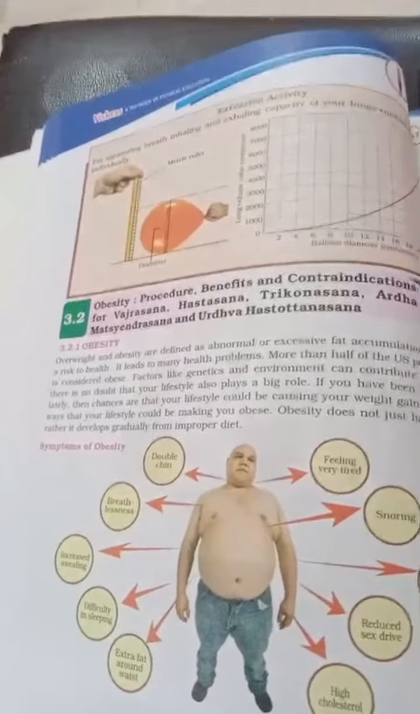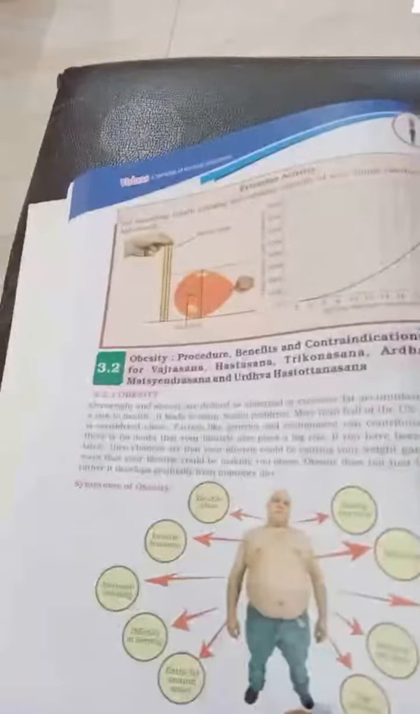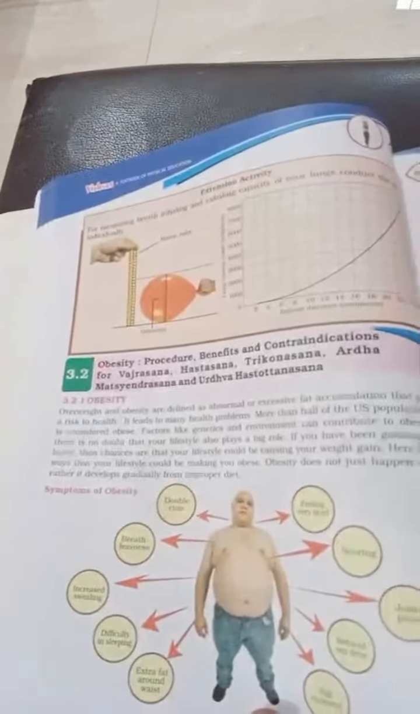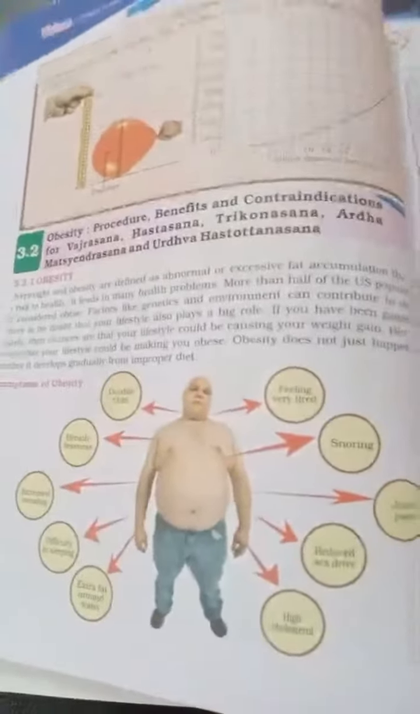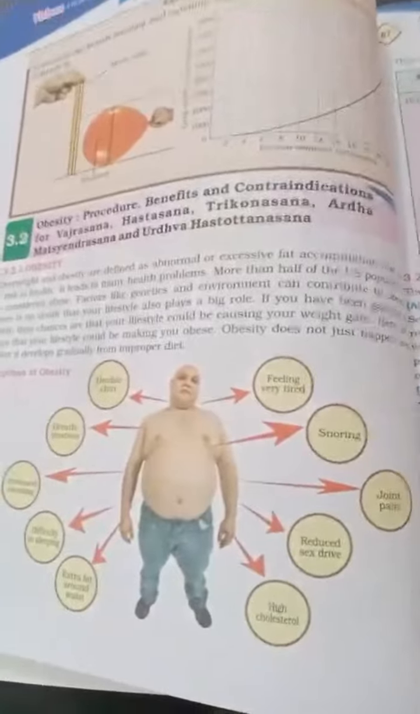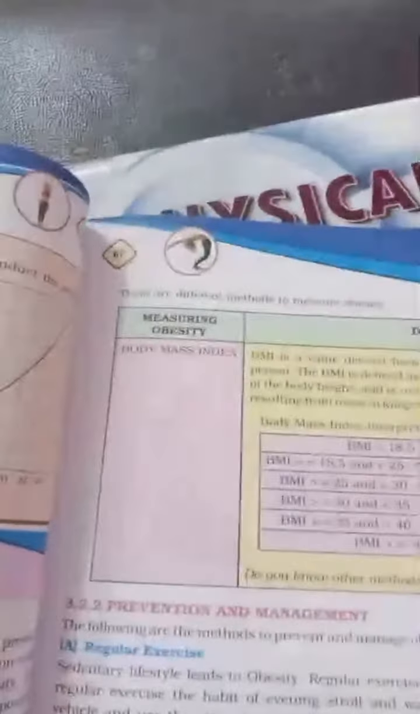So obesity does not just happen overnight. Rather it develops gradually from improper diet. So this is what obesity is. Don't think that this alone is obesity. There is even the BMI measure, for measuring obesity.